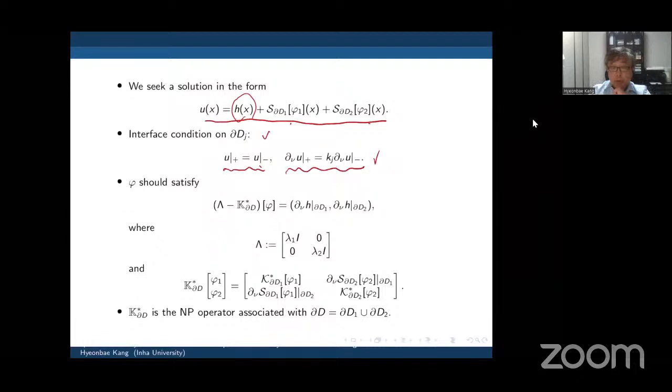And then for this potential with phi one and phi two, if we plug this equation into here, this one is automatically satisfied, and when we plug into here and use this jump formula, we see that phi one and phi two should satisfy this integral equation. And lambda is this number, which is (kj plus 1) over 2 times (kj minus 1). And K star for this operator is given by this.